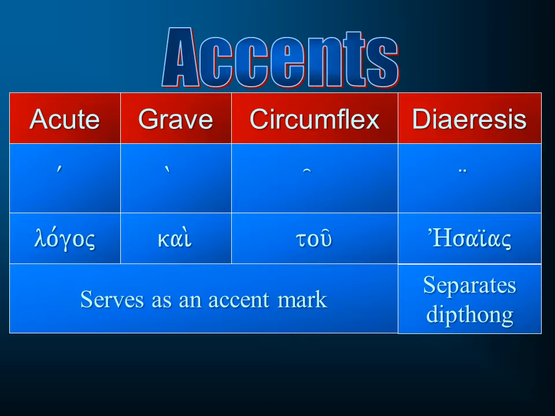So, for example, notice logos. That's my first word with the acute. And then the second word, kai, is just a word for and, I have the grave, and finally the circumflex. Remember, if it's a diphthong, it's over the second letter in the diphthong. So tu. Tu is another word for thee. It's just used in a different part of the sentence, but we'll get to that in the future.